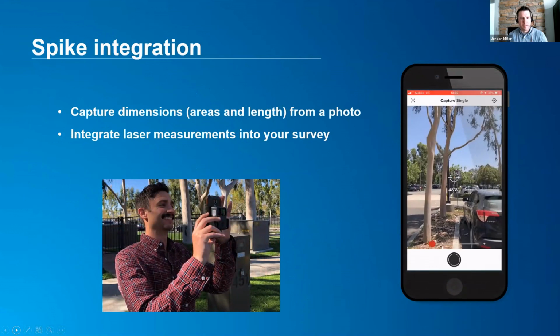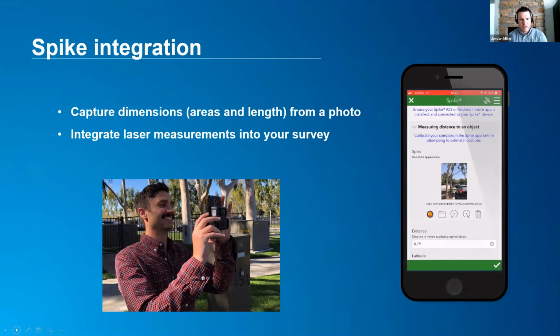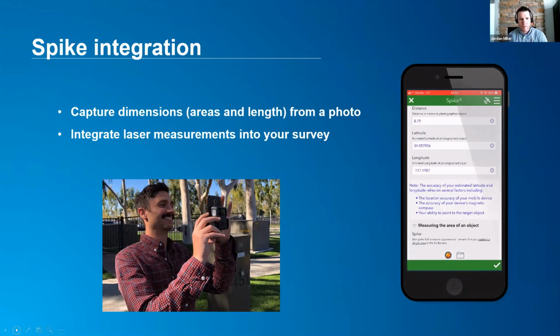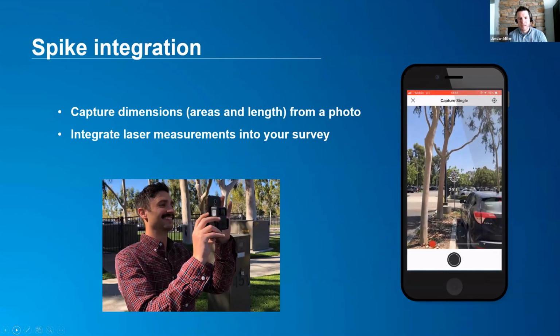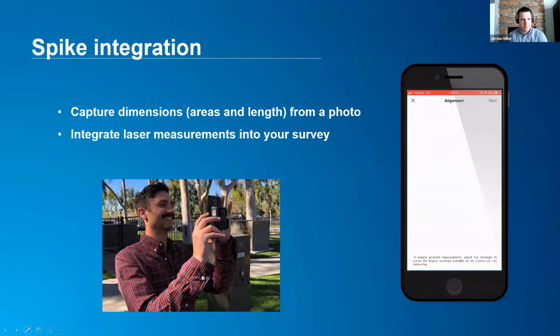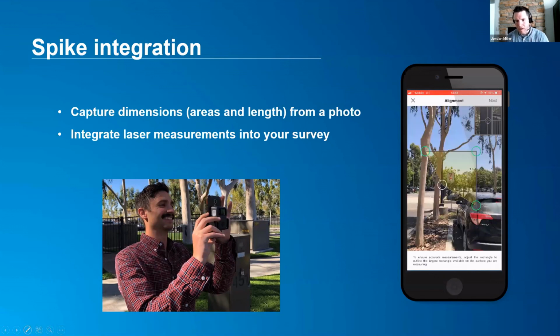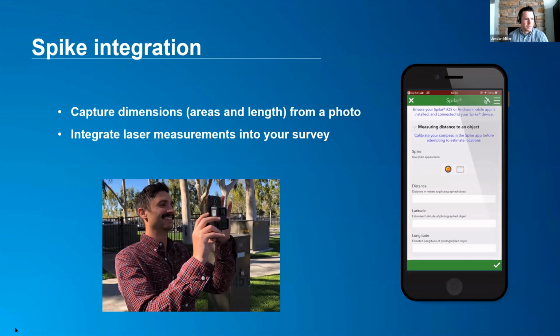And then Spike integrations. So if you haven't worked with Spike before and you want to take a look at some of the capabilities, Spike is a great accompaniment to your smartphone or tablet that's going to start to capture dimensions from a picture. I know this is popular in the local government space, sign inventories, things like that. Getting those sign dimensions off of an image can sometimes be difficult. Spike makes that a lot more manageable. They have a lot of great solutions out there, and it's already wired up to work with Survey123.